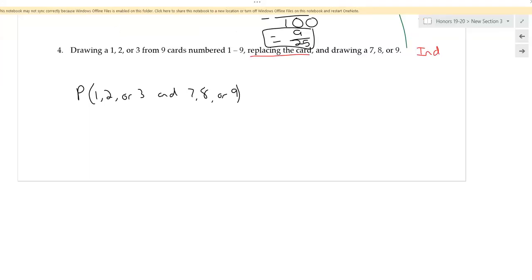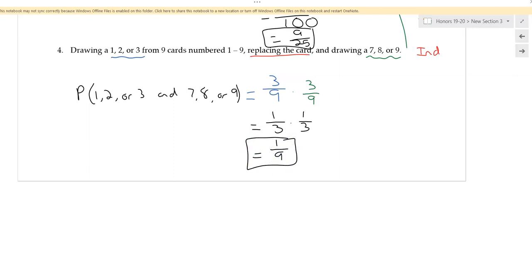So the probability of drawing a 1, 2, or 3, well that's 3 cards out of the 9 cards. And then drawing a 7, 8, or 9, well that's 3 cards out of the 9 cards. And just like I did last time, let's simplify it first, which is the same as 1/3 times 1/3, which is 1/9. Alright, go ahead and turn the page.